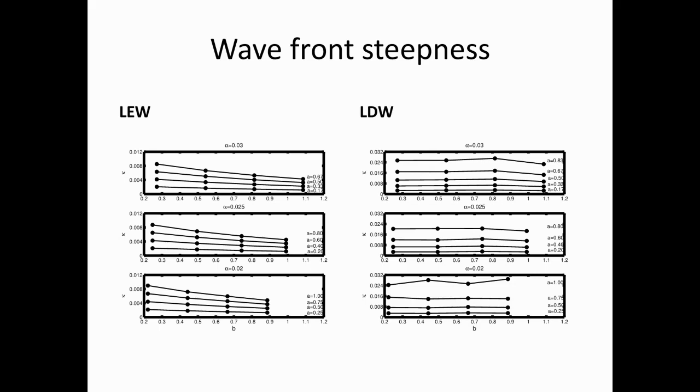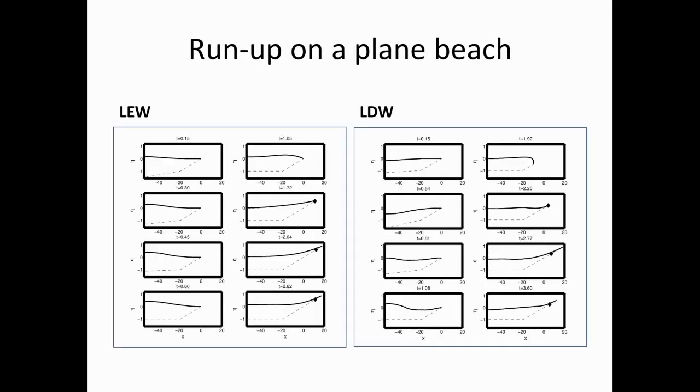So those are the wave front steepness for all the different cases, all the waves that I could make in the wave tank. And then I measure run-up on a beach. The line is the result from the nonlinear shallow water equation with moving boundary. So those symbols are the measured data, and the line is the simulation.